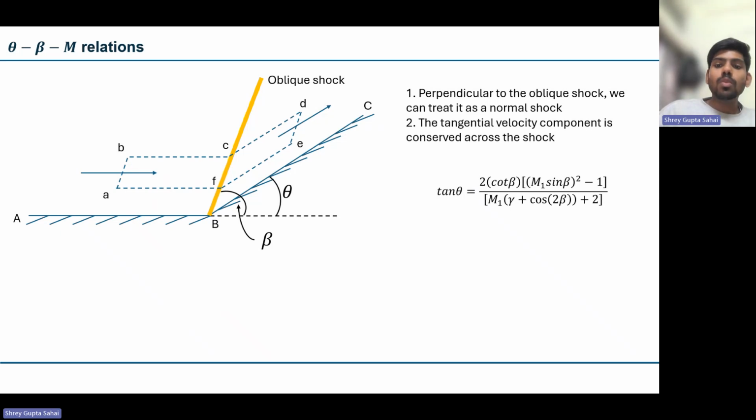So this is one thing. The second thing is that in the direction perpendicular to the oblique shock, we can start using the relations for normal shocks. So that also is something that I want to write the formula for before going ahead. So let me do that as well.